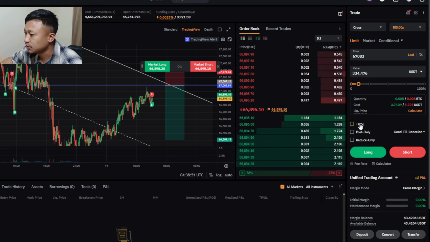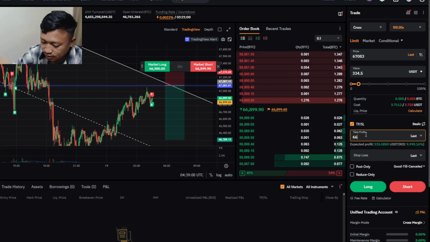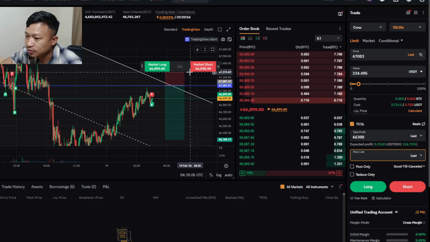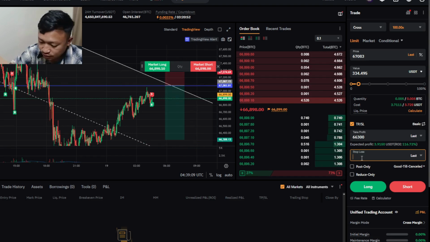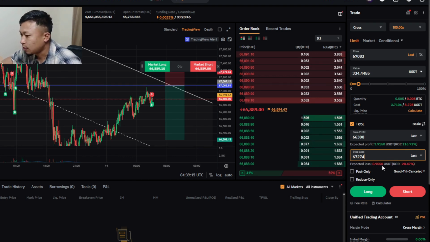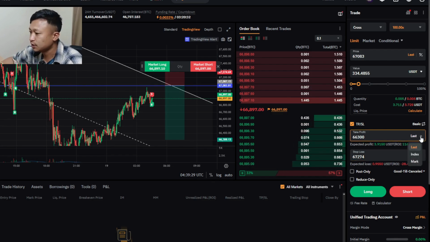Your TP you can set over here when you want to take profit, that is around $66,300. Your stop loss will be around 67,274. Here it will show how much you will lose and how much you will gain. Always keep this on in the last. If it is a short position, and if it's a long position, remember to change this into mark price. So don't forget that one.